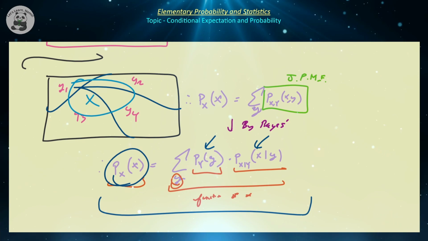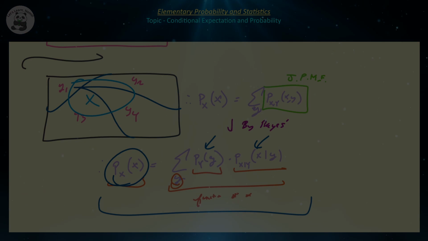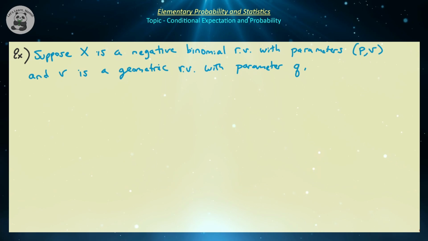Let's look at an example of how we would use this in practice. Let's suppose that x is a negative binomial random variable with parameters p and nu. And let's assume that this parameter nu is actually not a number, but a random variable, in particular a geometric random variable with parameter q. So, what exactly do we want?